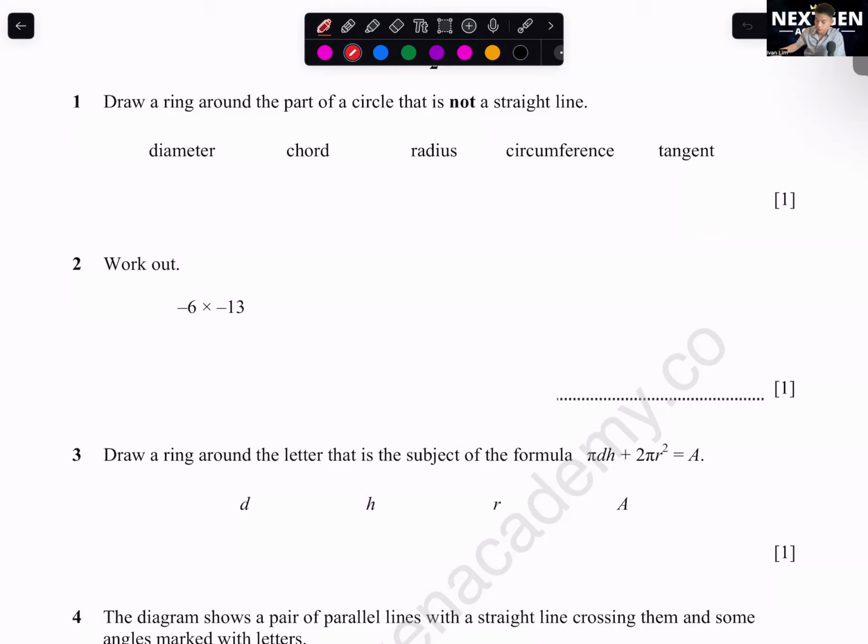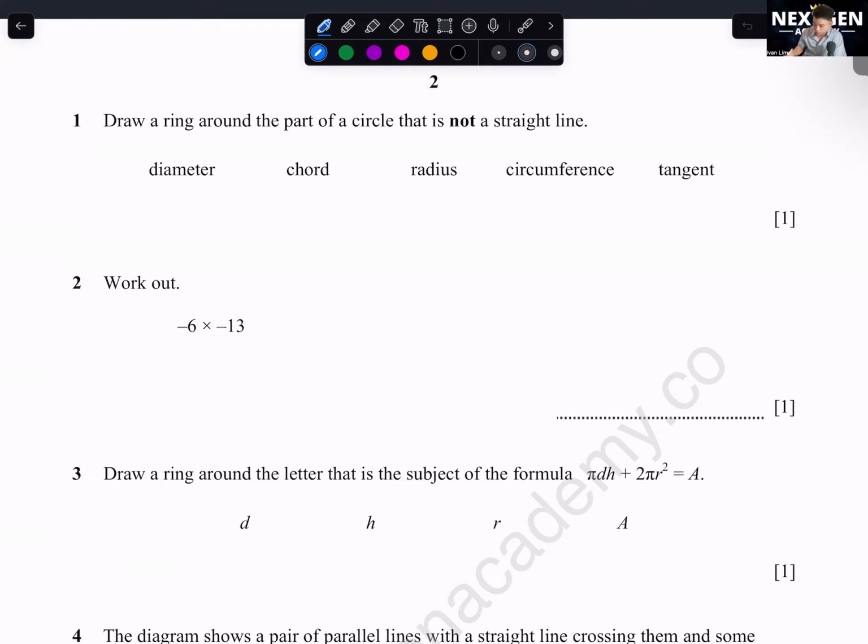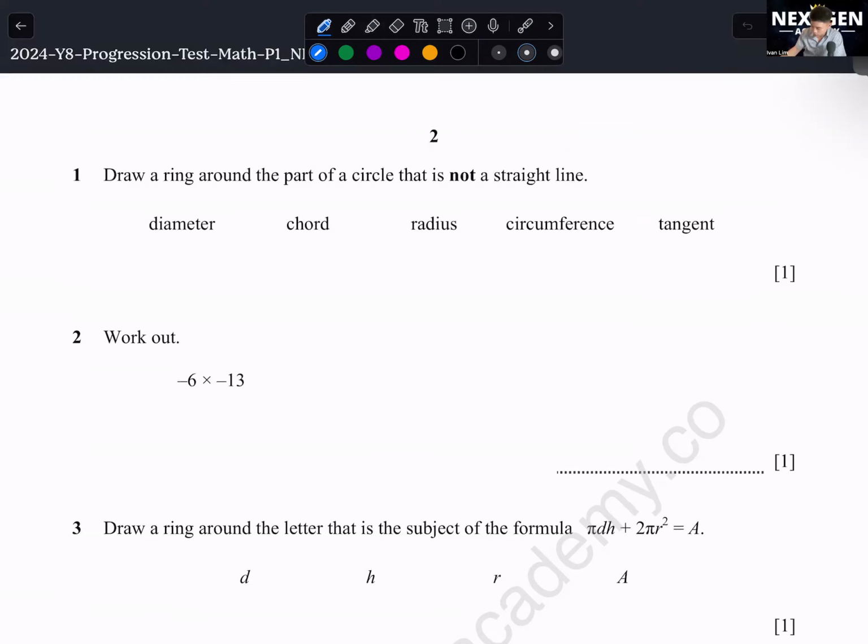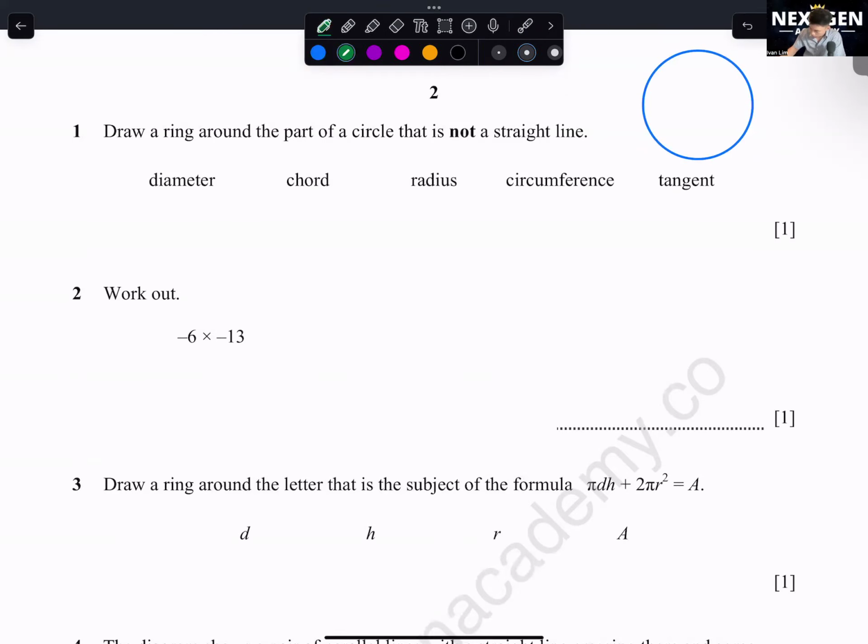Draw a ring around the part of a circle that is not a straight line. Easy, right? What is the answer? Diameter is your straight line. Since this is a revision for us also, we draw out all of this. This one is a diameter, the one that passes through the center. What is a chord? A chord is a line that is not a diameter. Radius will be half of the diameter. Circumference is the length around the shape of the circle.